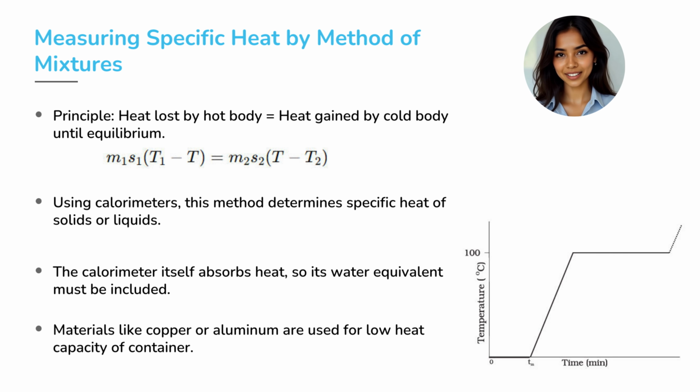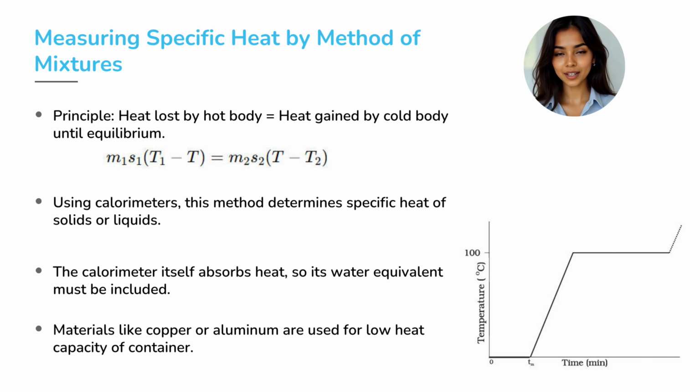The governing equation is m1 multiplied by s1 multiplied by (t1 minus t) equals m2 multiplied by s2 multiplied by (t minus t2). Here, m1 and s1 are the mass and specific heat of the hot body, m2 and s2 belong to the cold body, t1 and t2 are their initial temperatures, and t is the final equilibrium temperature. To minimize heat loss, we perform this experiment using a calorimeter, a highly insulated copper container, often with a thermometer, stirrer, and known water equivalent to account for the container's own heat absorption.